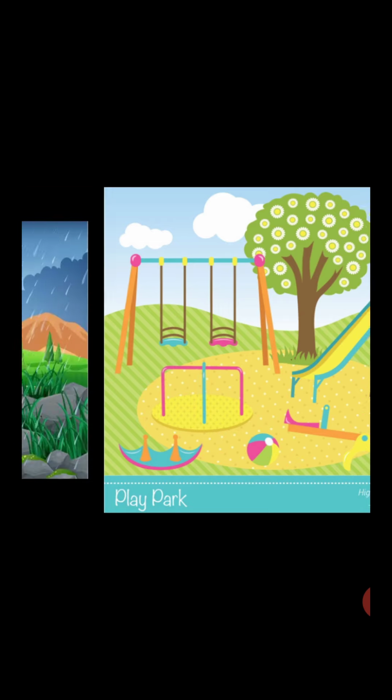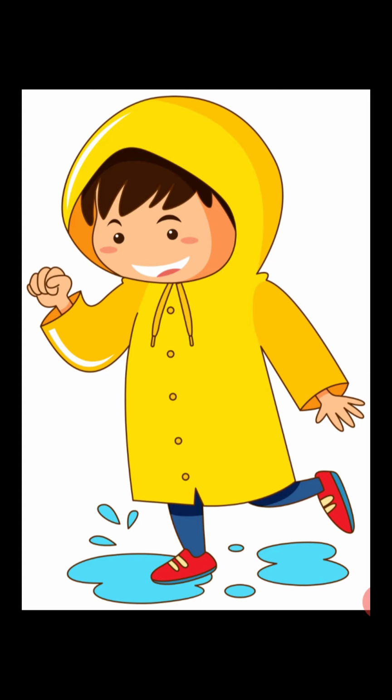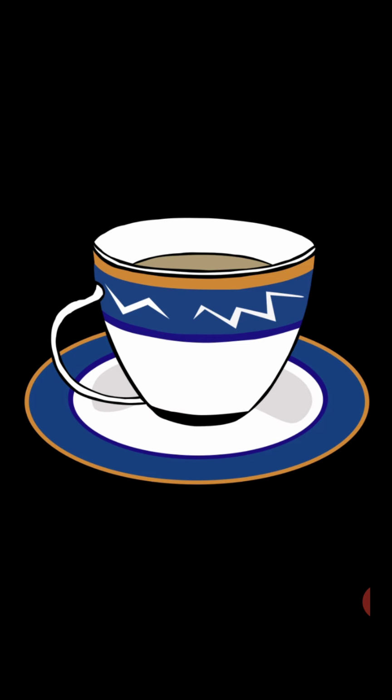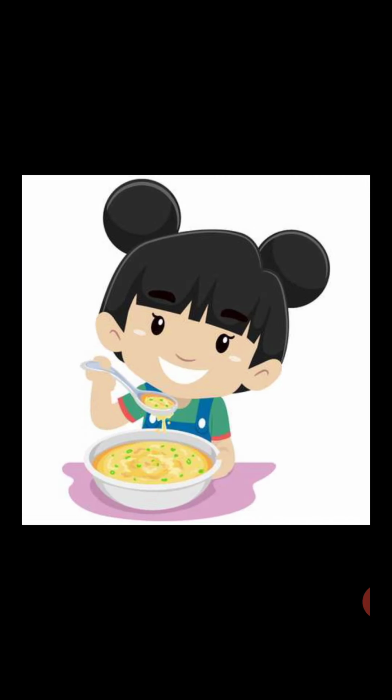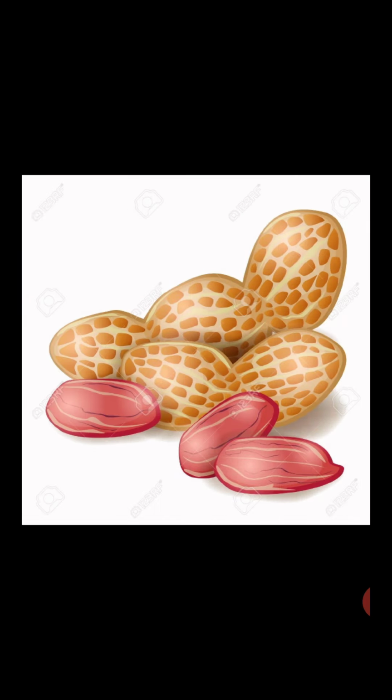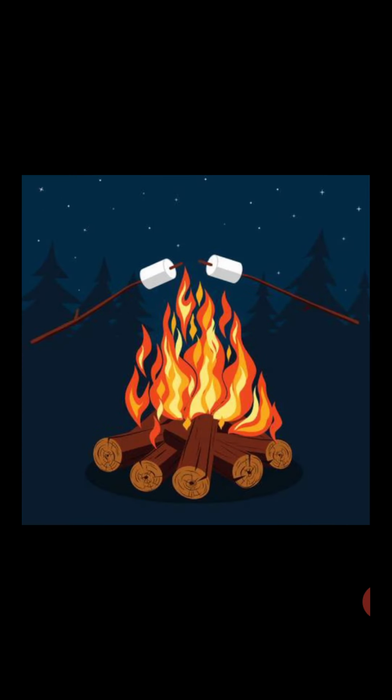In the rainy season, we wear raincoats and enjoy rain. I eat pakoras with hot piping tea. In the winter season, we wear woolen clothes and enjoy eating soup and peanuts. Students, you also enjoy a bonfire in the winter at night, as Christmas also comes in the winter. On Christmas day, we all decorate the Christmas tree with our family, and on this day, Santa Claus also gives us a lot of gifts.